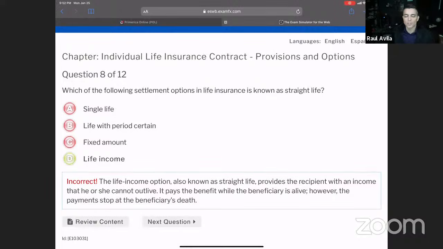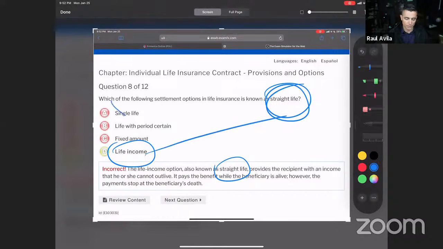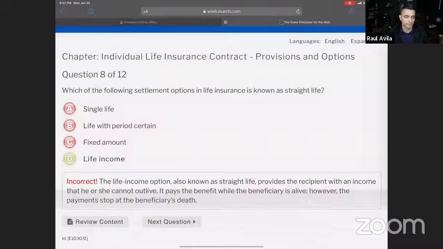The life income option, also known as straight life, provides the recipient income that he or she cannot outlive. It pays a benefit while the beneficiary is alive. However, the payments stop at the beneficiary's death. Okay. So here we go. Straight life, life only, also known as straight life. Oh, it's the same thing, right? Life income option. There it is. Boom. So no, single life. That one got us.